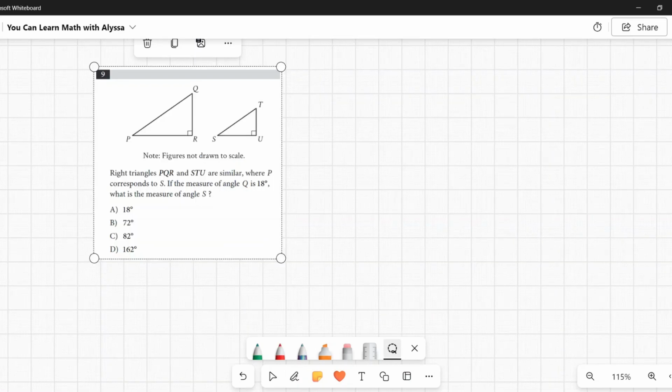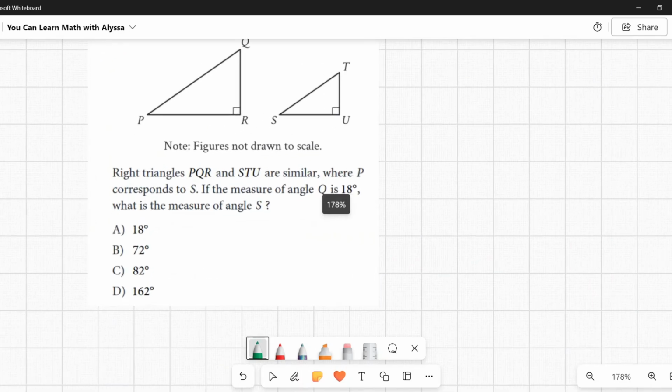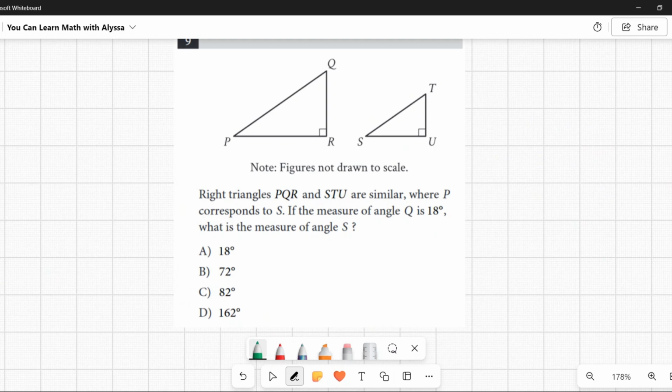Number 9. We have 2 triangles, and we are told the figures are not drawn to scale. Zoom in a bit more, because we're going to be writing on this one. Right triangles PQR and STU are similar, where P corresponds to S. If the measure of angle Q is 18 degrees, what is the measure of angle S?